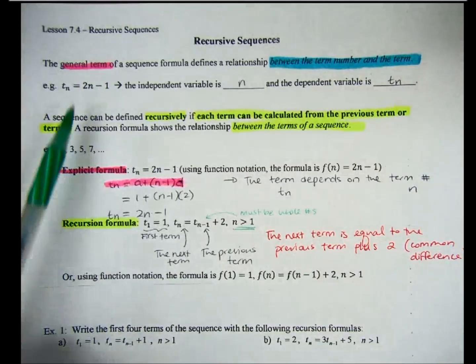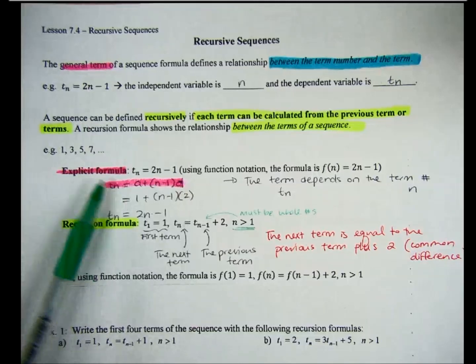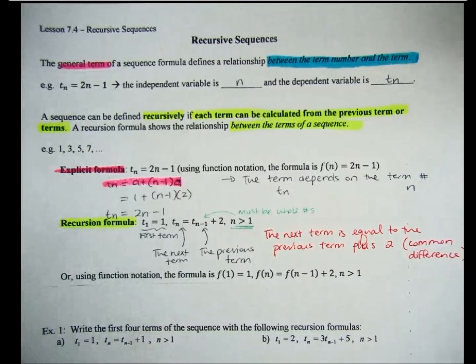So up to now, the general term that we've discussed, that is the explicit formula. Now we're learning about recursion formulas. So let's go over a couple more examples.